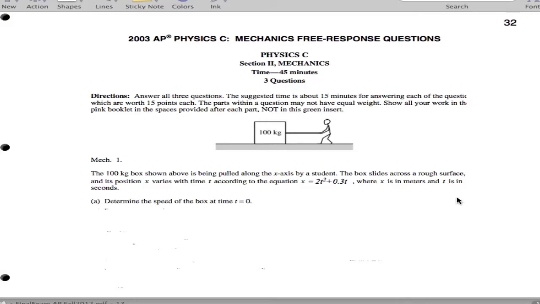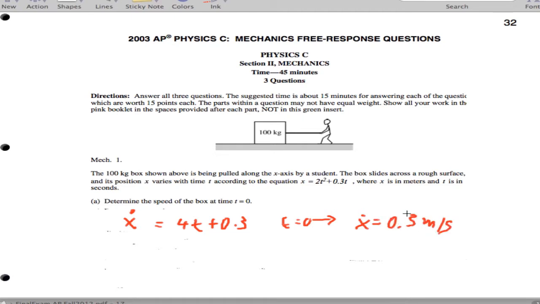All right, this is the last problem here. They change the numbers, but we've seen a problem like this before. So this is: determine the speed of the box at time t equals 0. So x dot, that's a way of writing derivative, is going to be 4t plus 0.3. And so at time equals 0, that implies that the speed is going to be 0.3 meters per second.